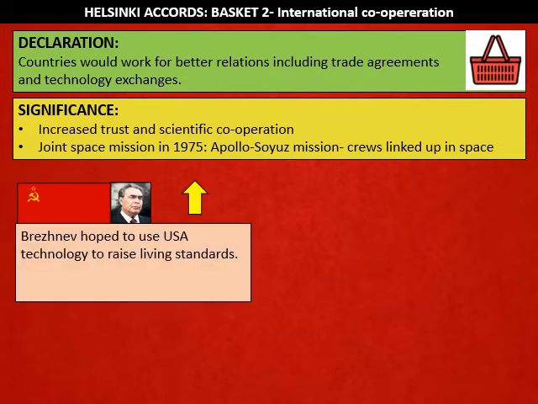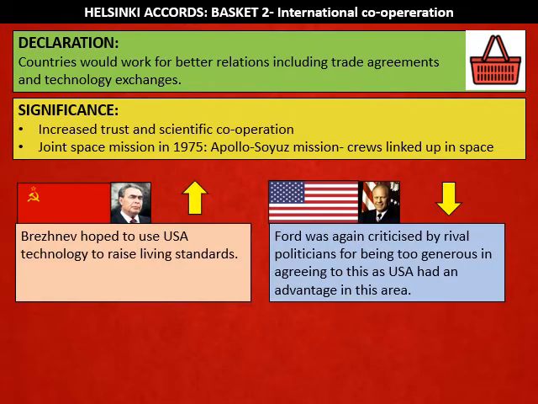And this basket again is a big win for Brezhnev, because he hoped to use the superior technology of the West to quickly raise living standards in the Soviet Union. And again, this is an area where Ford had to take a hit. America was ahead in this area, and it was agreeing to share its advantage. And again, he was criticised for being too generous in giving away too much of America's superiority and helping the Soviet leaders too much.